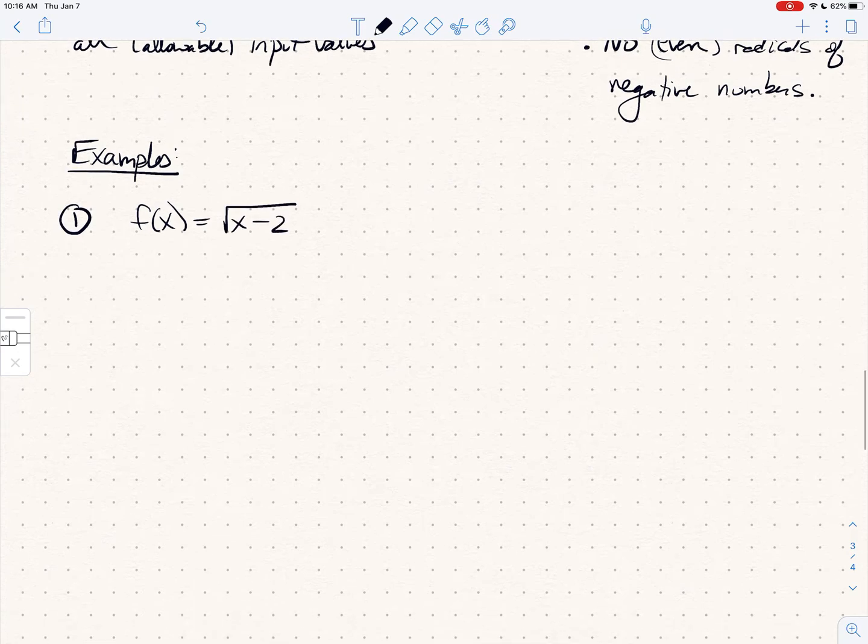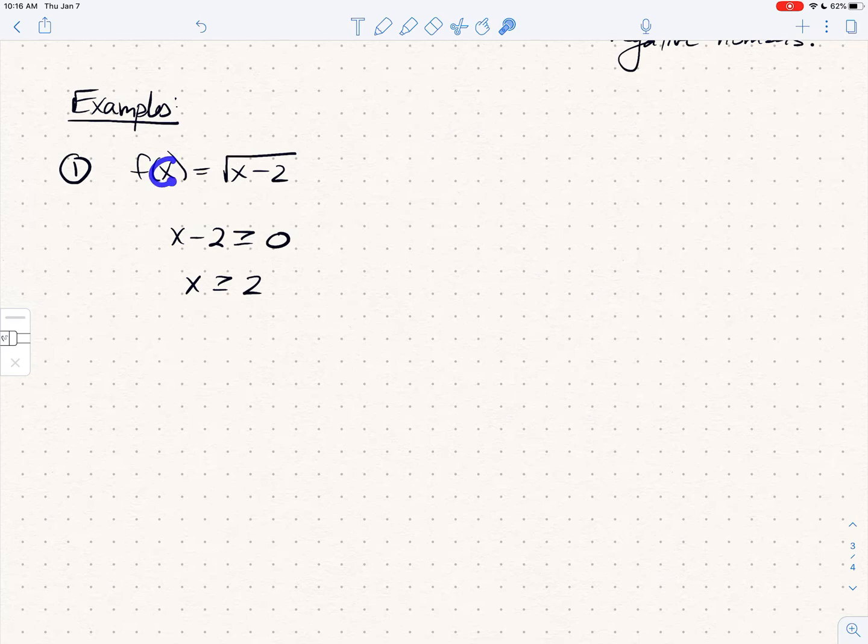And so we say, okay, this is an even radical. So that means whatever's under the radical has to be nonnegative. If we're going to talk about the domain of this function, we have to have x minus 2 greater than or equal to 0, which means x has to be greater than or equal to 2. X is representing the number that you plug into f. So if you're going to plug a number into f, it has to be greater than or equal to 2.